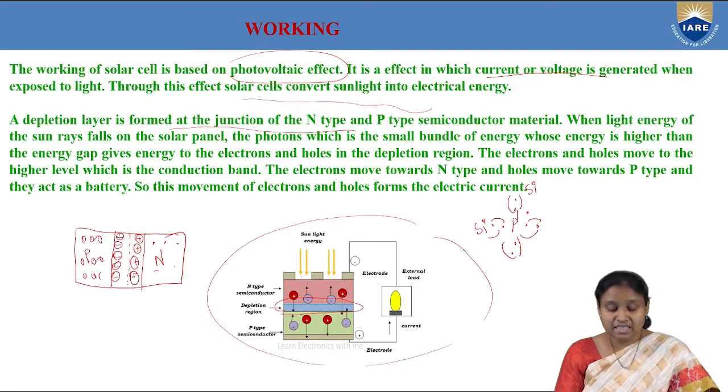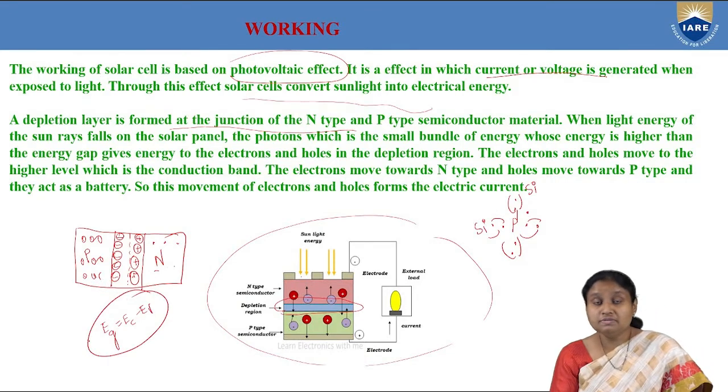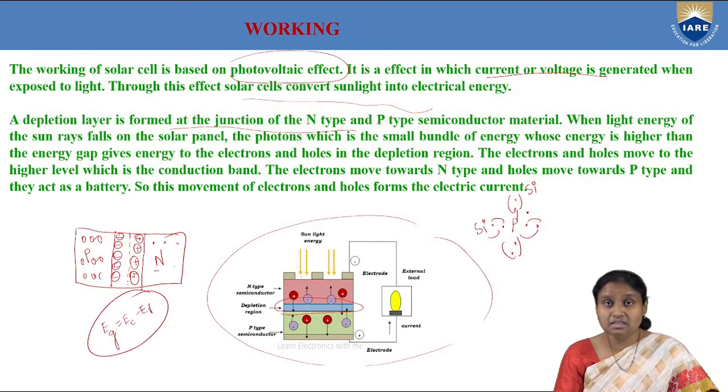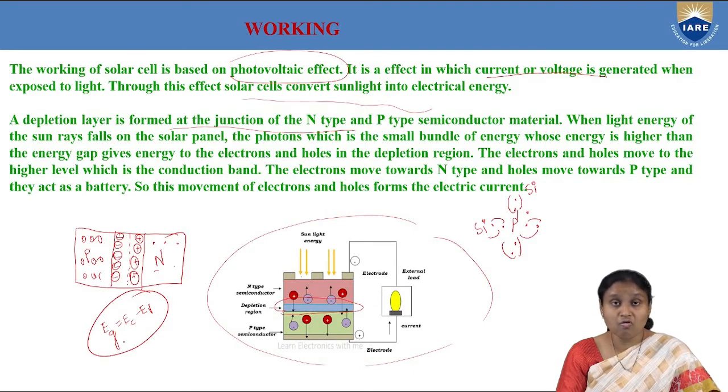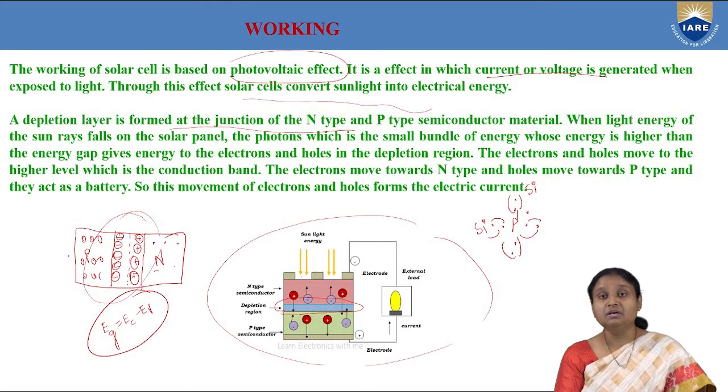So what is the energy gap? In this case, energy gap is nothing but EC minus EV. Generally, photons associated with sunlight have energy greater than the forbidden energy gap, because these photons are highly energetic in nature. So what these photons are going to do is give energy to electrons and holes present in the depletion layer, or provide energy to the immobile positive and negative ions present in the depletion region.